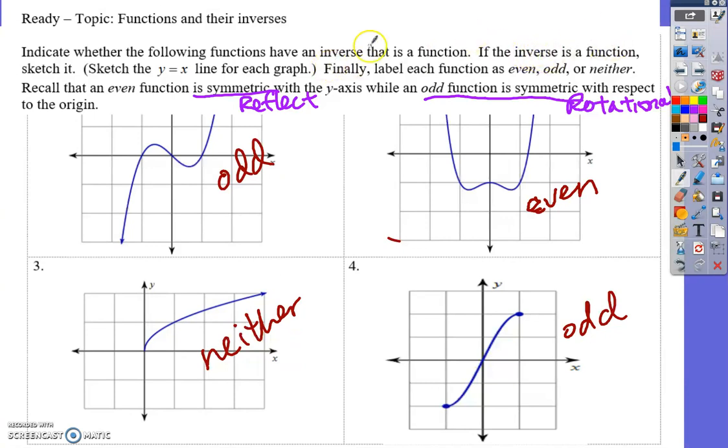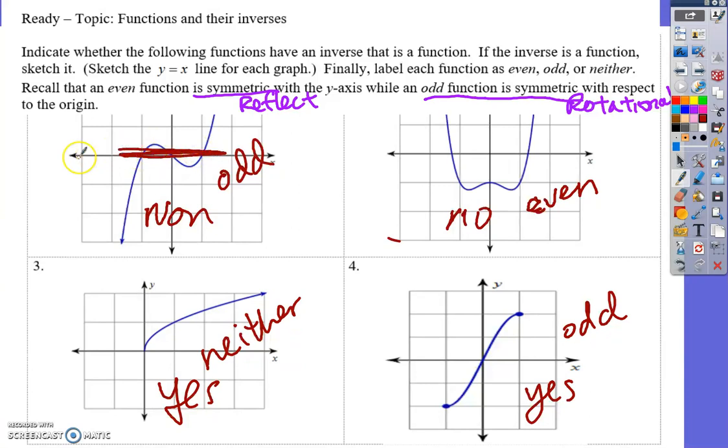And I didn't actually do the rest of this part. I did not read this, whether the inverse was a function. This one is no. This one is no. This one is yes. And this one is yes. The reason this one is no is because there's something called the horizontal line test right there. And it goes through 3 points, so that means that the vertical line test would also fail after I invert it.